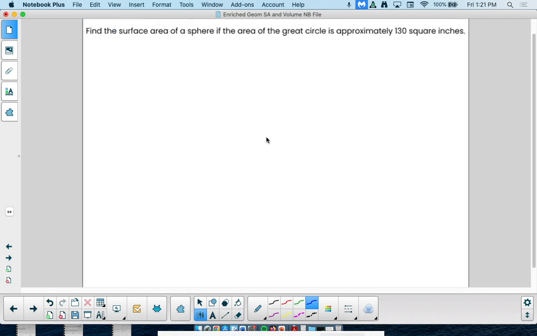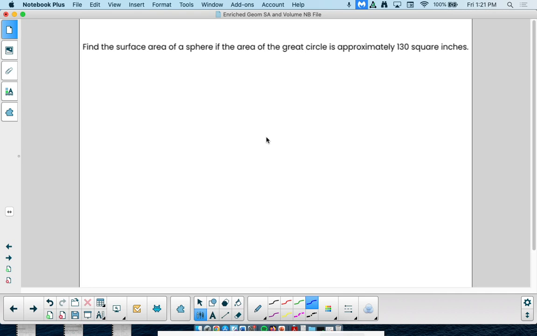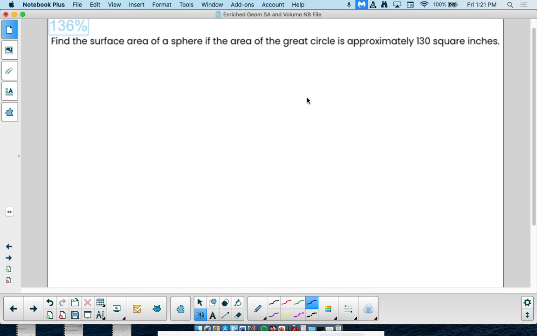Okay, this time we're looking for the surface area of a sphere with an area of the great circle that's approximately 130 square inches. So now we're working backwards from what? Not 4 pi r. The great circle of our sphere has an area. Oh, base times height. Pi r squared, area of the circle.